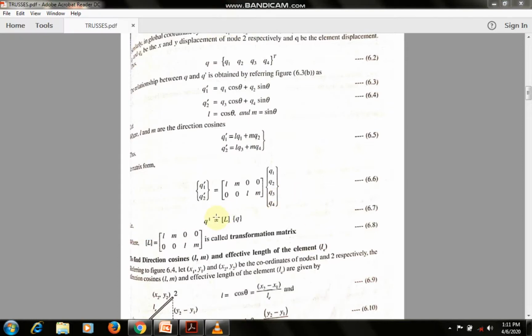Moving on, q dash is nothing but the displacement matrix in your local coordinate, and we have found that that is equal to the transformation matrix into the displacement matrix in the global coordinate. Now we have the transformation matrix like this one.